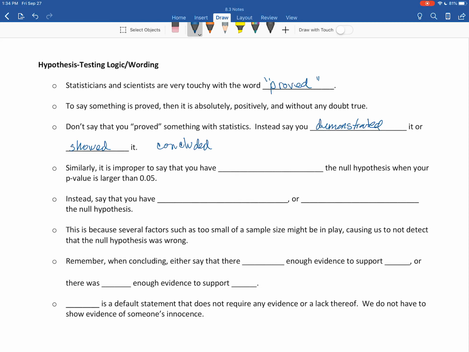Another thing that is improper to say is we don't want to say that we have accepted the null hypothesis when that p-value comes out larger than 0.05. Notice, I've never said, so I accept this null hypothesis is still true. Instead, what we say is we've failed to reject it, or we cannot reject the null.